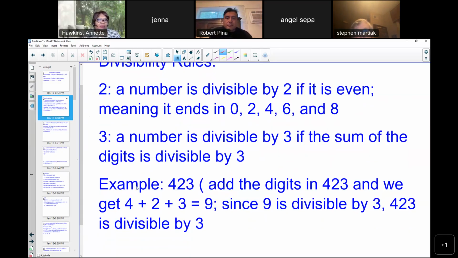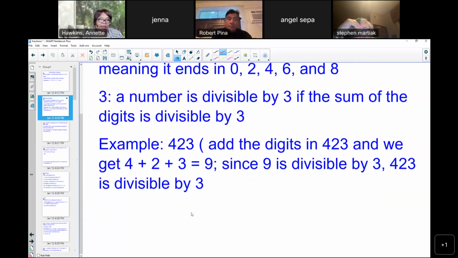So let me go back through this again. A quick way to determine if 3 will go into 423 is to add up the digits in 423. The digits in 423 are 4, 2, and 3. When I say 4 plus 2 plus 3, I get 9. 3 divides 9, so therefore 3 divides 423. So just in case you don't believe that, let's test it.